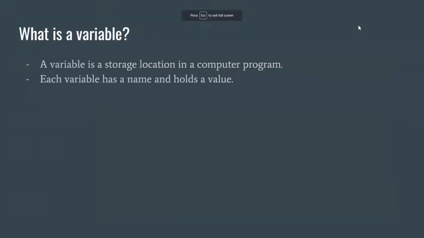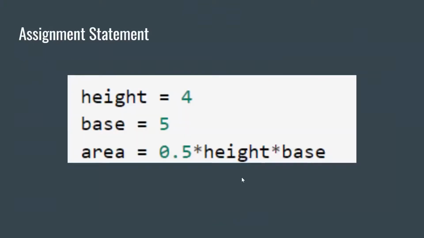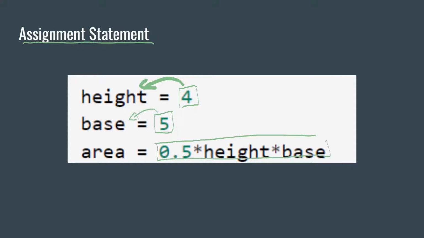So again, a variable is a storage location or a memory location in a computer program. Each variable has a name and holds a value. We've seen these 3 statements in our code earlier. Each one of these is called an assignment statement. We are assigning whatever value is on the right-hand side to the variable on the left-hand side. Same thing here. We are assigning 5 into base, and we are assigning the result of this calculation to the variable area.